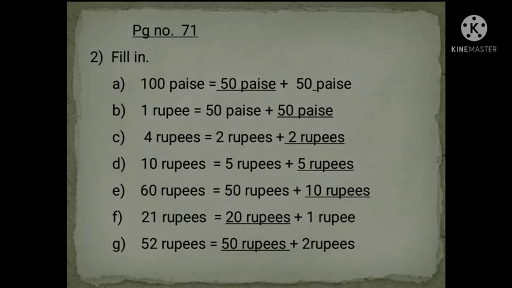Now C. 4 rupees is equal to 2 rupees plus 2 rupees. D. 10 rupees is equal to 5 rupees plus 5 rupees. E. 60 rupees is equal to 50 rupees plus 10 rupees. F. 21 rupees is equal to 20 rupees plus 1 rupee. G. 52 rupees is equal to 50 rupees plus 2 rupees.